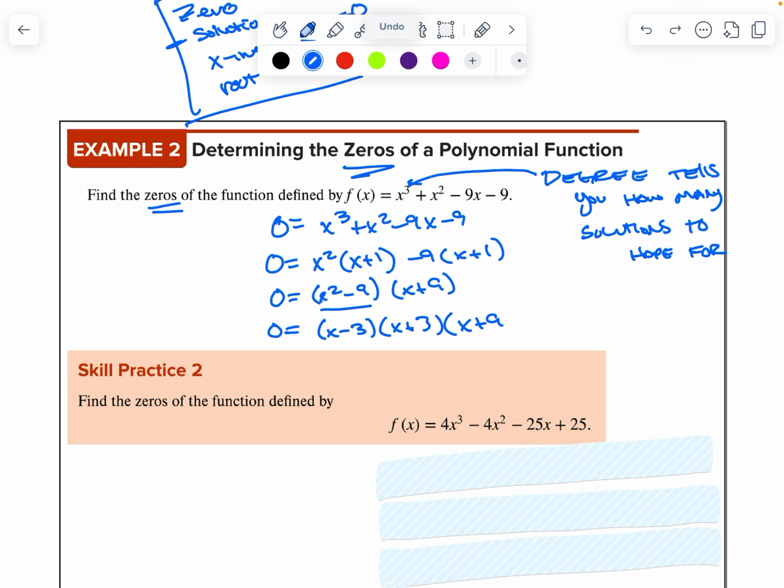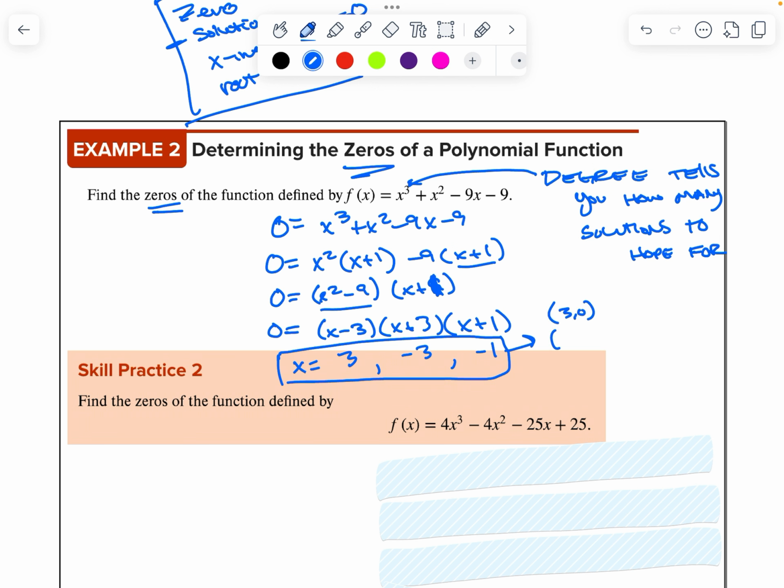That's x plus 1. I wrote x plus 9 here. That's x plus 1, I'm sorry. That was my mistake. And so our x-intercepts, our roots, our zeros are positive 3, negative 3, and negative 1. Remember, we're just looking for the things that would make that 0. Really, when we go to graph that, those are x-intercepts, so that's the points (3, 0), (negative 3, 0), (negative 1, 0).